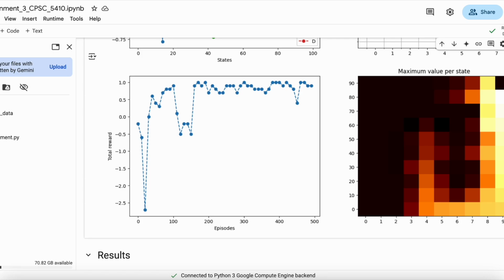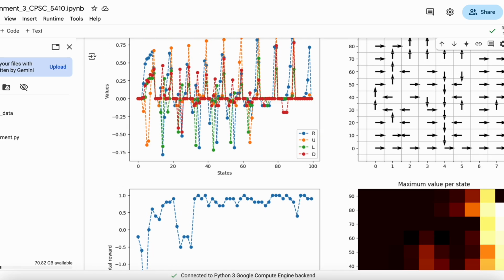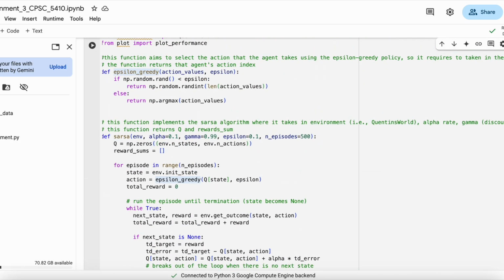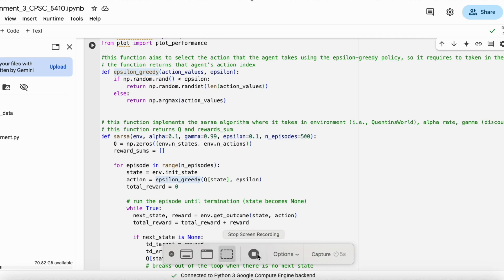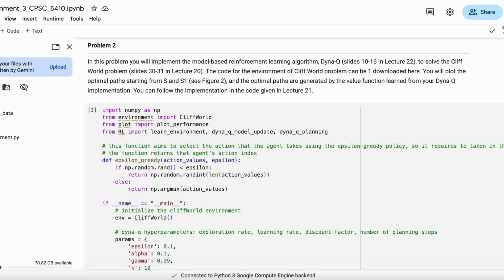So yeah, that is pretty much it for problem 1. I'm going to be going over problem 2.